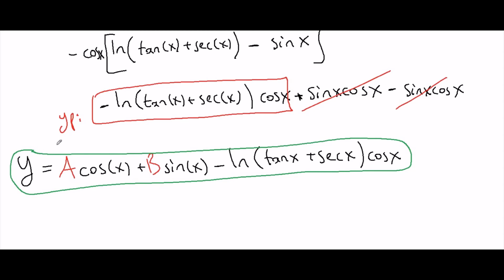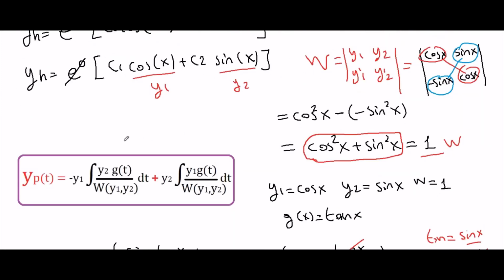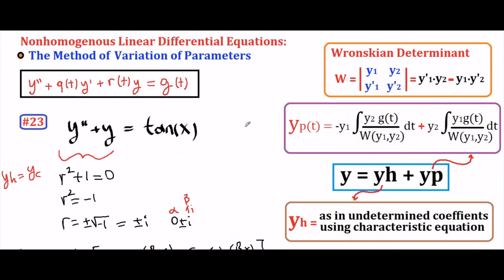So variation of parameters requires you to know trigonometric identities. I have a detailed video about it. It also needs you to know integration techniques, and you have to be fluent taking determinants. So variation of parameters will be good and fluent.